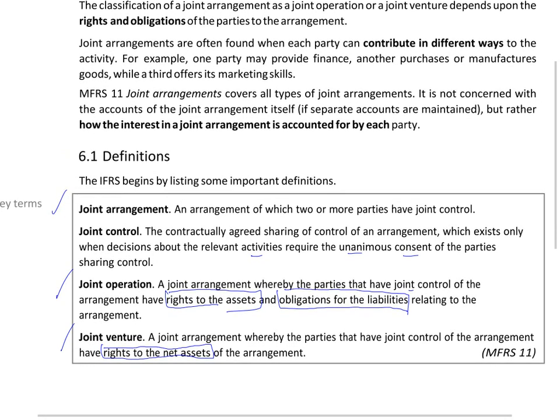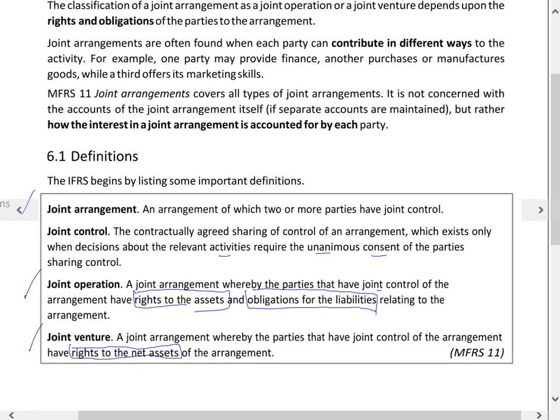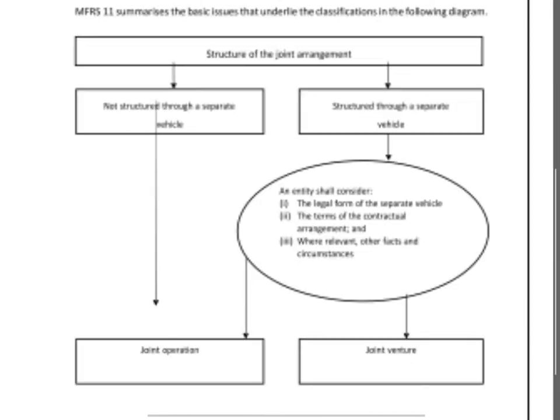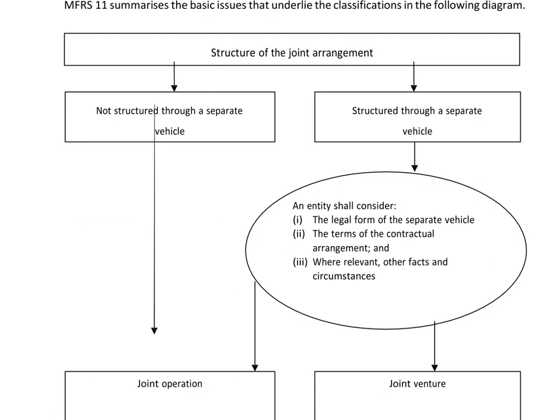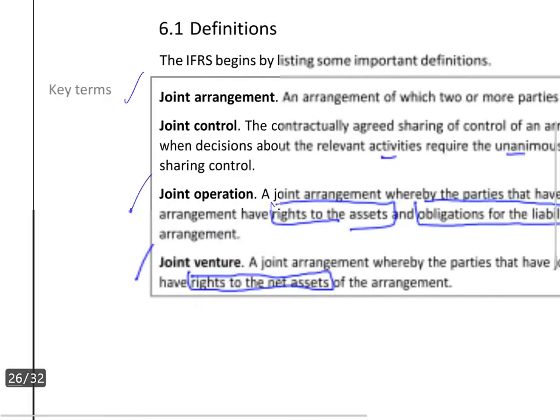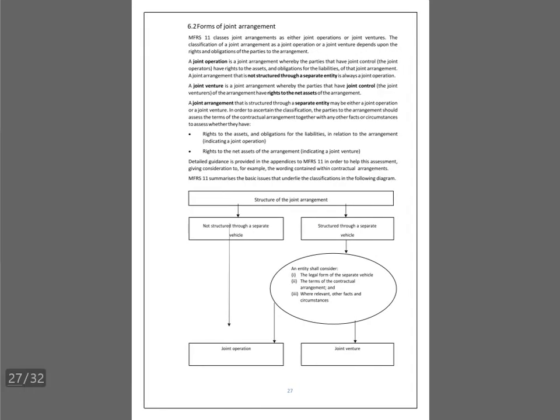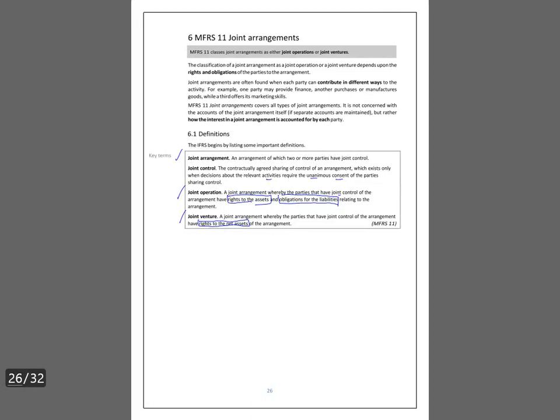Okay, so example. Next page. We have three joint here. Now, joint arrangement, joint operation, joint venture. We start with joint arrangement. What is that?